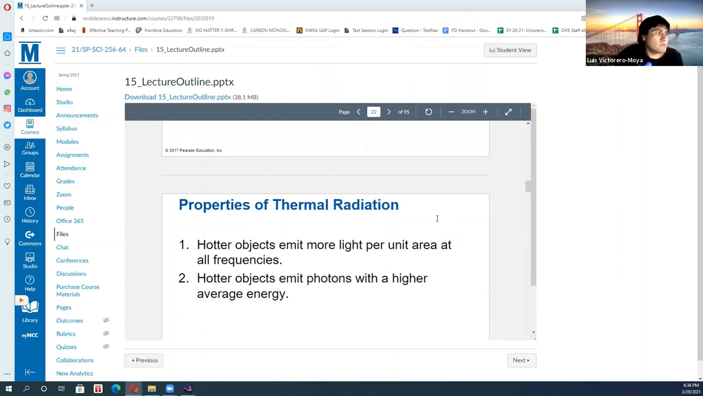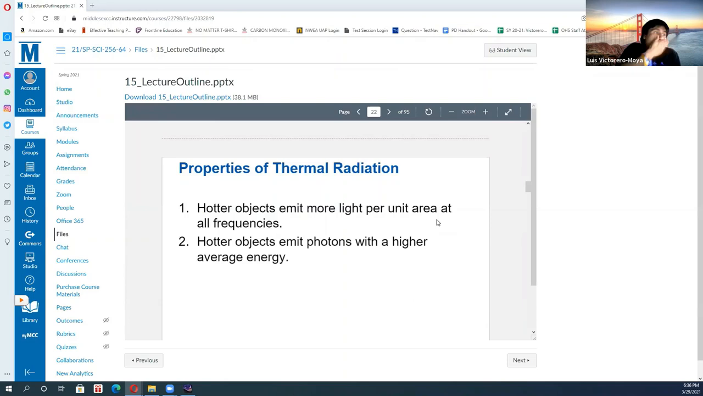So what are the properties of thermal radiation? Hotter objects emit more light per unit area at all frequencies. We remember that from the black body curve, from the Planck curve. And as we expect, blue stars are hotter and they will emit higher energy photons than a star like the sun. Right? Not just because it's bigger, but because it's hotter. The hotter it is, the more ionization, the more energy. Remember this equation, guys, when I talk about that.